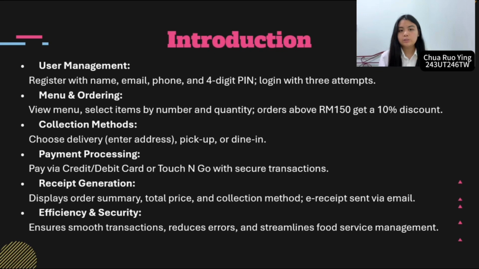After ordering, users choose a collection method, which is delivery, pickup, or dine-in. For the delivery method, the user needs to enter the address. The system provides secure payment via credit card, debit card, or Touch 'n Go. After successful payment, an order receipt is generated, displaying order details, collection method, and total price. An e-receipt is emailed for confirmation. This system enhances efficiency, security, and accuracy, ensuring a smooth and structured food ordering experience.